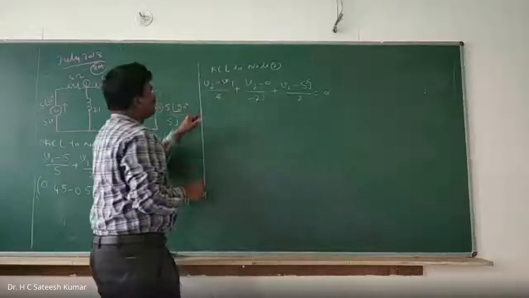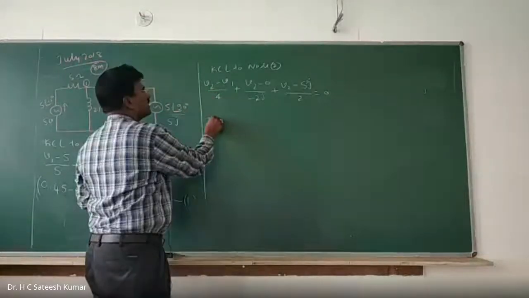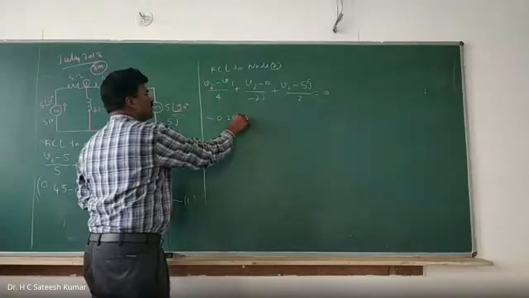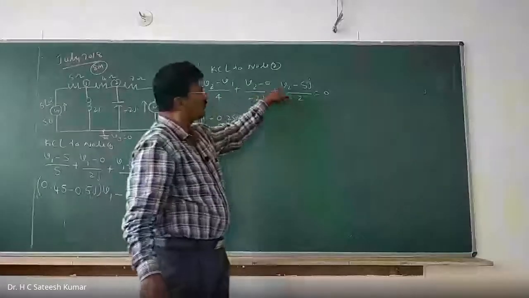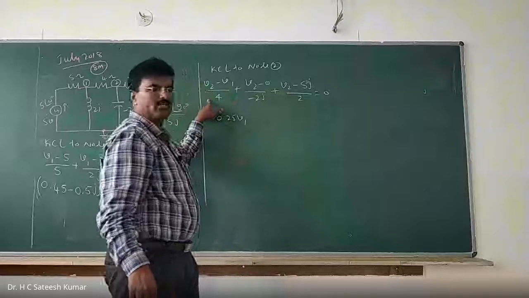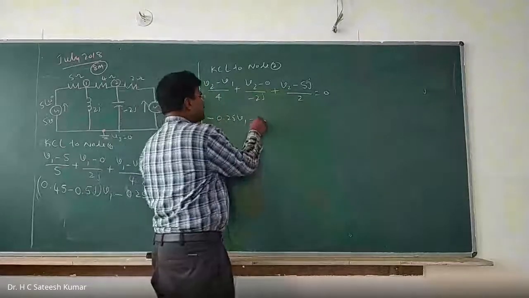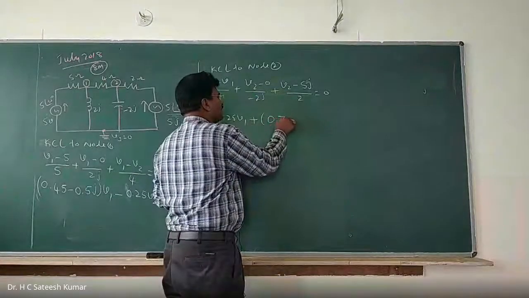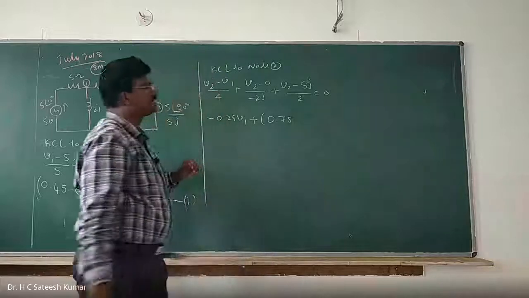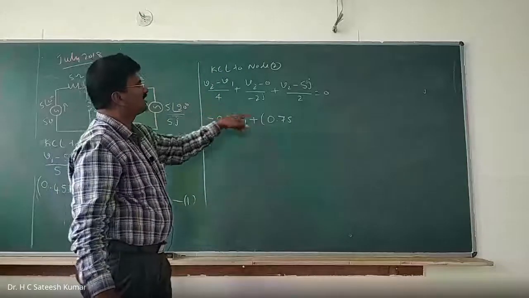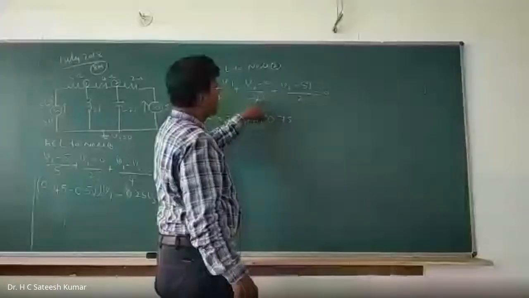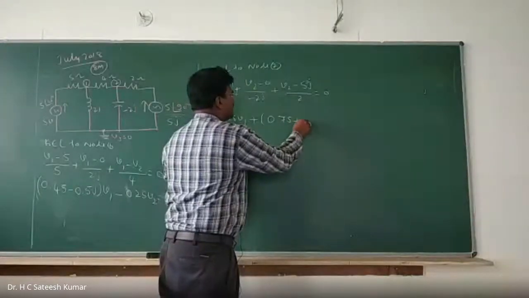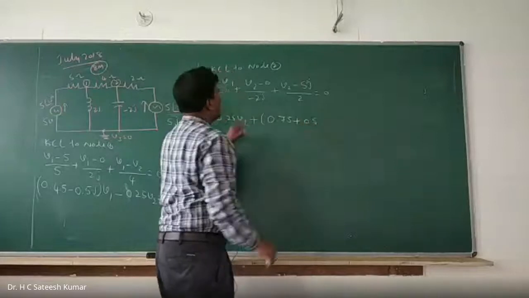Okay, right. V1 coefficient: minus 1 by 4, minus 0.25 V1. What about V2? 1 by 4 is 0.25, 1 by 2 is 0.5. 0.5 plus 0.25, 0.75 V2, and the imaginary part of the V2: 1 by 2 is 0.5, plus 0.5 and minus 1 by J.